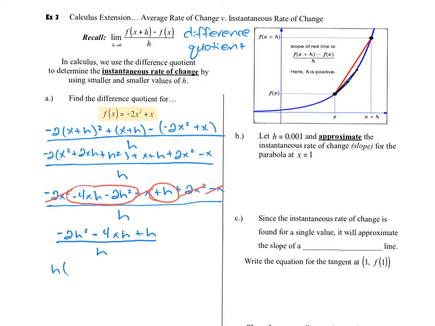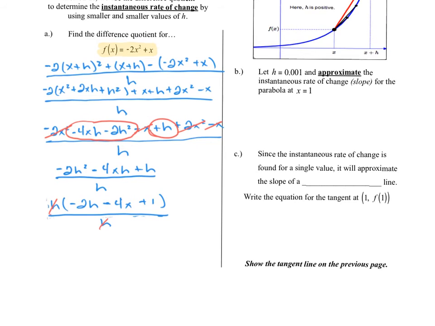And I'm going to get my negative 2h minus 4x plus 1. Oops, I didn't mean to put my box around that there. Sorry, I got a little bit ahead of myself. Let's go back. This whole thing, of course, is going to be over my h. So now my h's can cancel, and I can write my final answer.